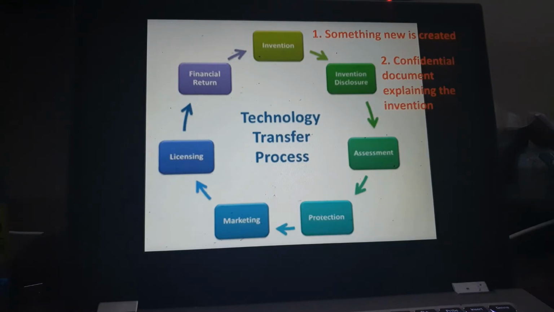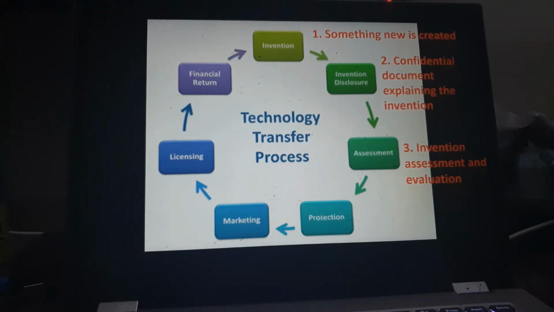So after you have invented or innovated the technology, you now write about it and you create that document which is confidential, explaining the invention, how it works, and so on and so forth. So after something new has been created, it is explained in a document. And then that document may be submitted for assessment.